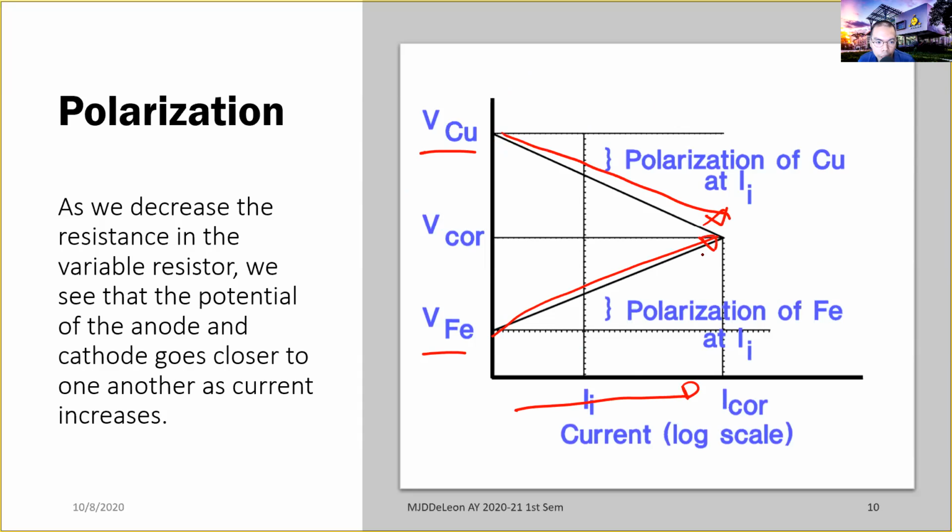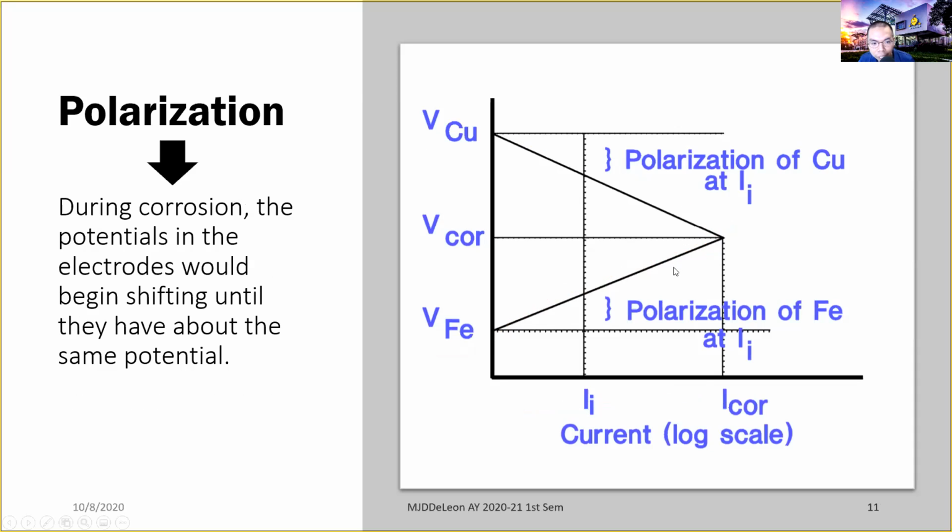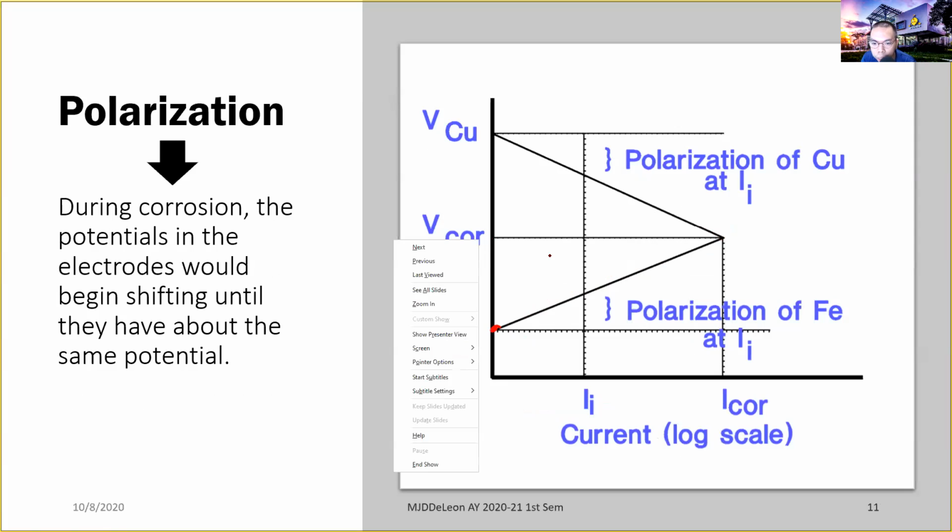And our system will stop shifting in potential when they have the same value na as each other. So during corrosion, the potentials in the electrodes will begin shifting until they have about the same potential. So in this diagram, it is here. Copper shifted downwards, iron shifted upwards to our corrosion potential here. And yung intersection nito, itong dalawa, so we have V versus log current.